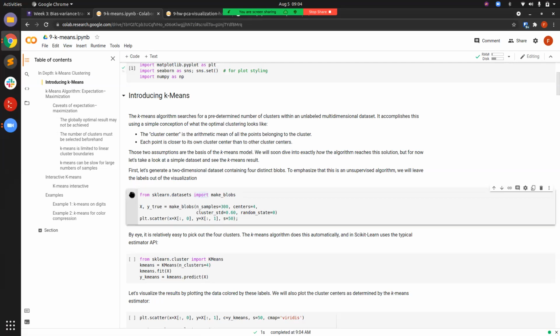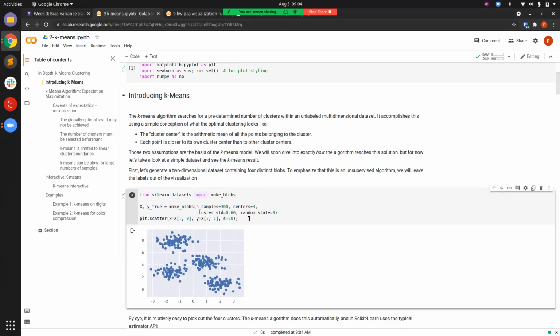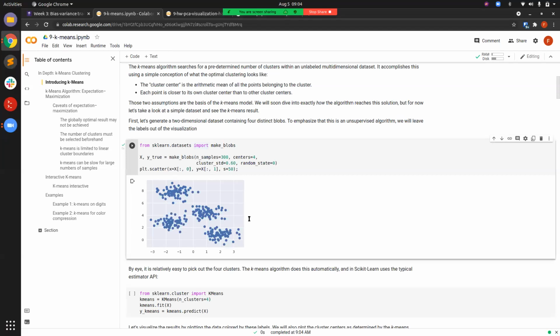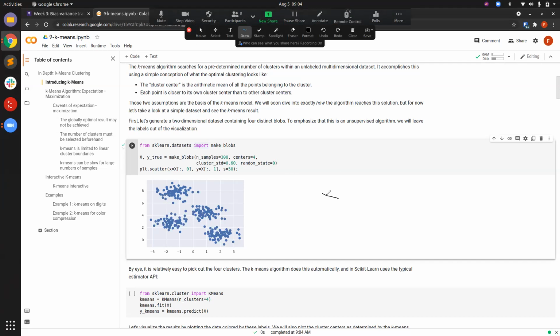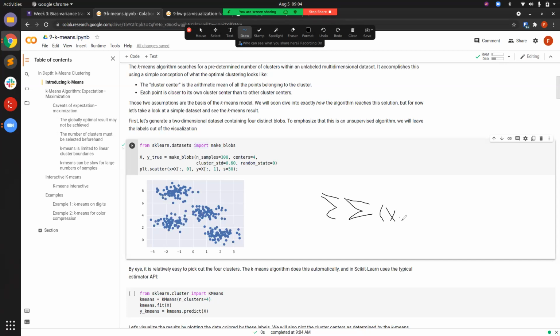So the clustering algorithm we've learned was k-means, and the idea behind k-means is it produces clusters by trying to minimize this distance. Okay, so here is a sum over all clusters, sum over all points in a cluster of the point and cluster mean. Okay. So this is a loss function it tries to optimize.